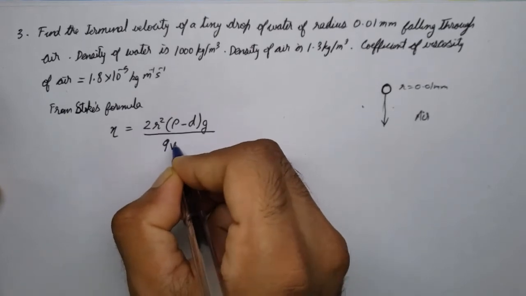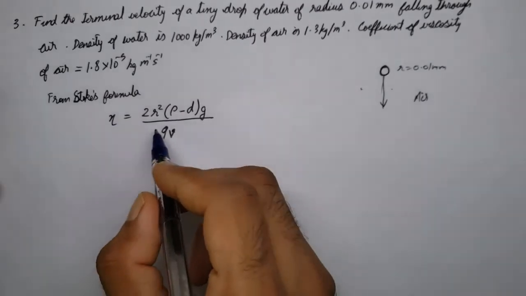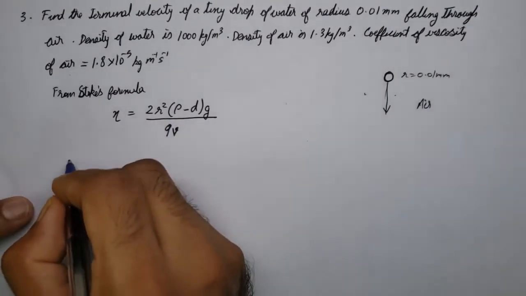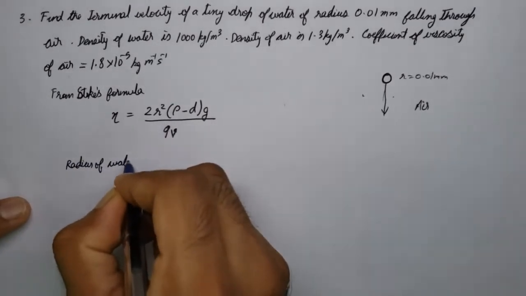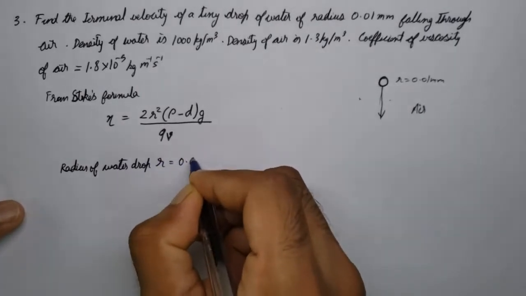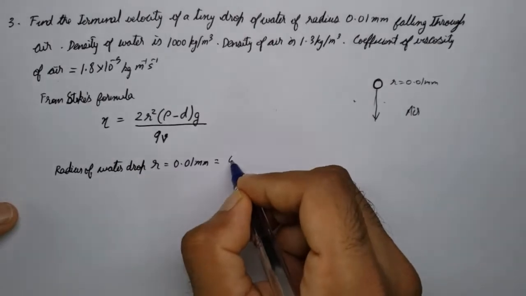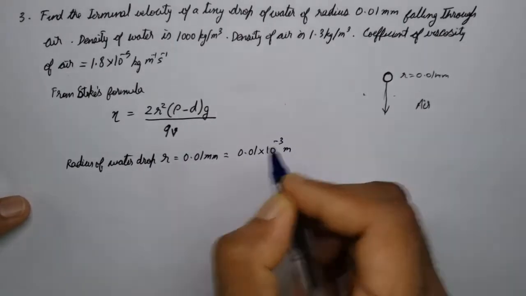eta is equal to 2r square (rho minus d) into g divided by 9v. ഇങ്ങനെ നമുക്ക് ഈ ഇക്വേഷൻ അറിയാം. സോ വി നീഡ് ടു ഈ ഒരു ഇക്വേഷൻ ഓർത്ത് വെക്കേണ്ടതായിട്ട് ആവശ്യമുണ്ട്. സോ ആർ, റേഡിയസ് ഓഫ് വാട്ടർ ഡ്രോപ്പ്, ആർ ഈക്വൽ ടു 0.01 മില്ലിമീറ്റർ എന്ന് തന്നിട്ടുള്ളത്. അതിന് മീറ്ററിലോട്ട് കൺവേർട്ട് ചെയ്യാം. സോ 0.01 into 10 power minus 3 meter എന്ന് എഴുതാം.